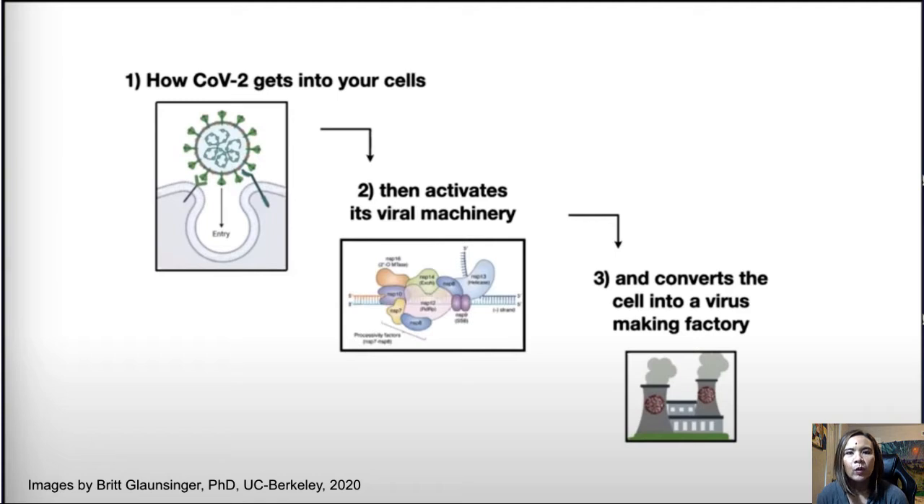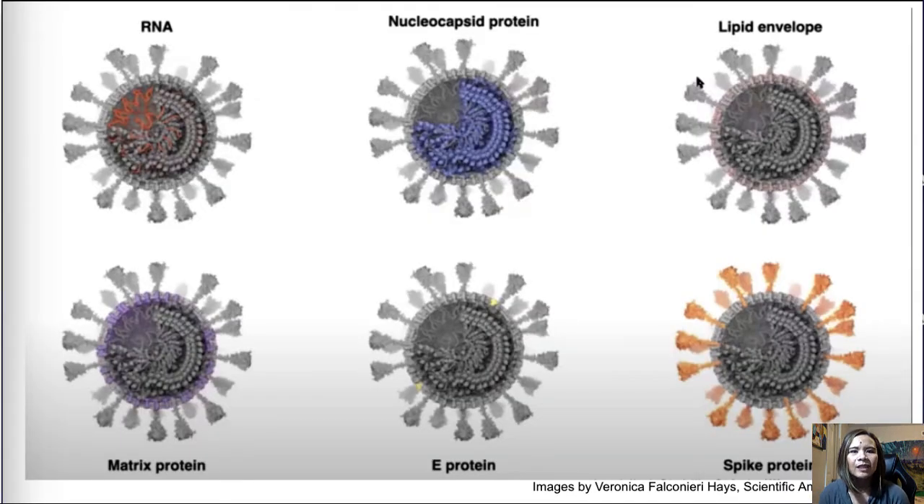Great! So today we're going to discuss in detail how SARS-CoV-2, which is the name of the virus that causes COVID-19, gets into the cell. And then once it is in, how does it activate its viral machinery that is encoded in its set of genetic instructions, or genome? And finally, how does it use its machinery to convert the cell into a virus-making factory?